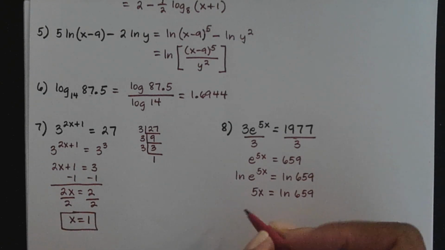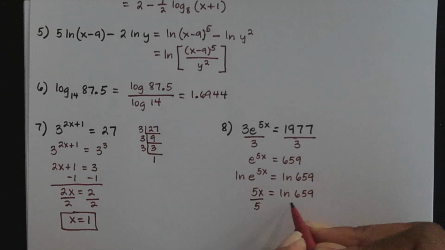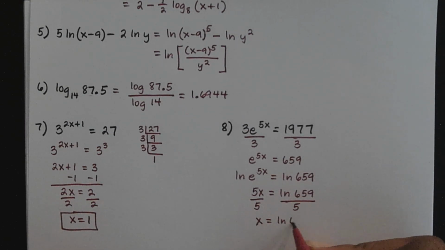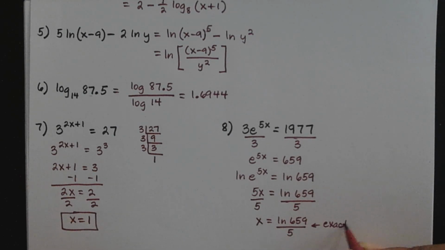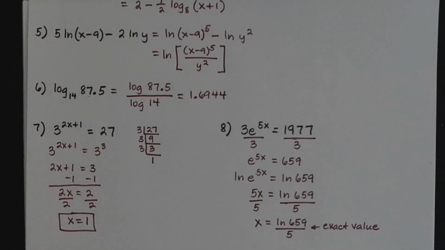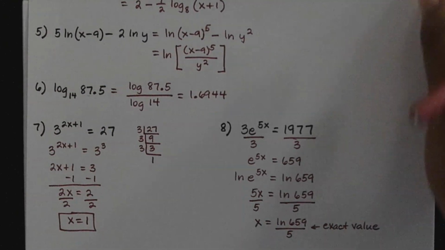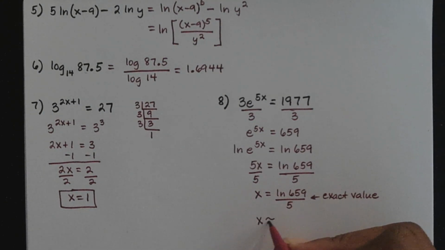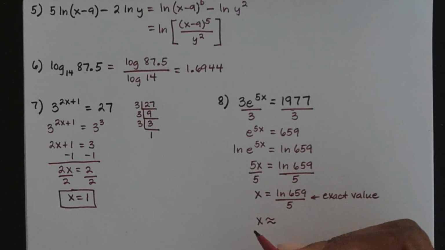And since 5x is equal to ln 659, to solve for x, I have to divide both sides by 5. So x will be equal to ln 659 divided by 5. Now I'm sure if you recall when you were doing your homework for these types of problems, you were asked to give the exact value. So this ln of 659 divided by 5 represents the exact value. And now they want the approximate value to 2 decimal places in this case for the solution.